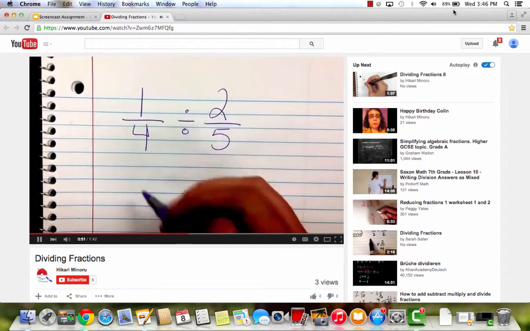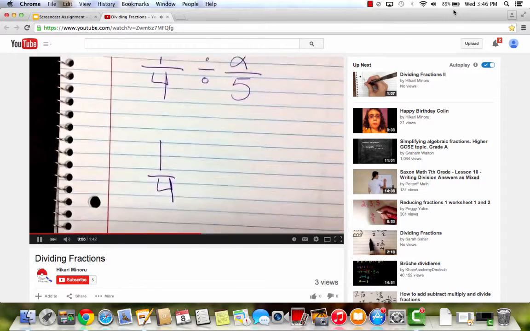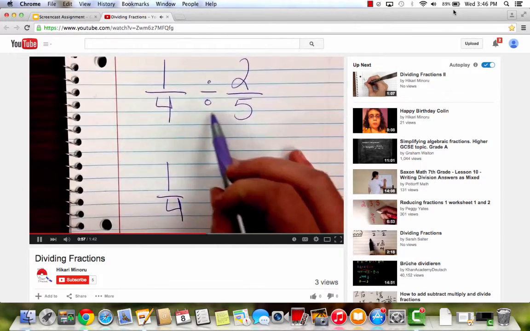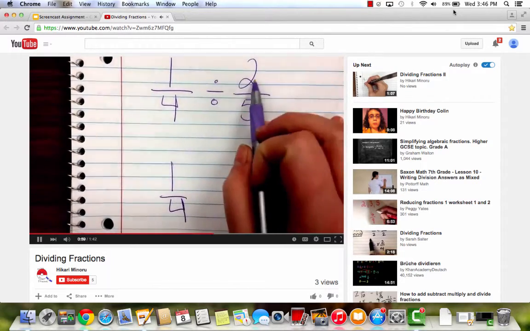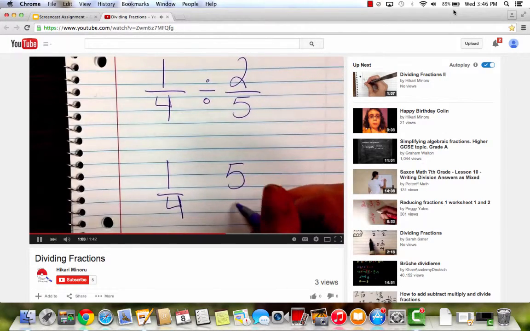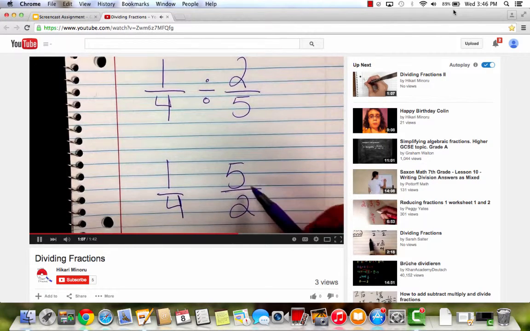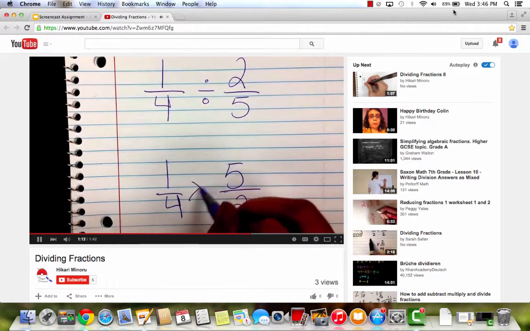So we're going to start with the 1/4. That's not going to do anything different. Okay? But in order to divide, we need to flip the second, which means the 5 and the 2 have to switch places. So that means the 5 is going to go on the top, the 2 is going to go on the bottom. Now that we've flipped the second fraction, we can multiply.